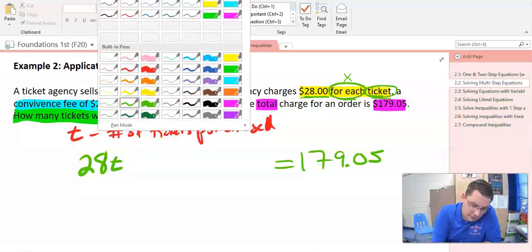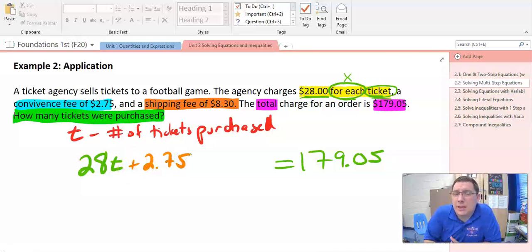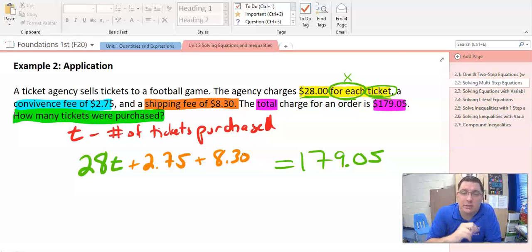Now, let's read the next piece. We've got this convenience fee, right? And it says the convenience fee is $2.75. But does it say the convenience fee is charged to each ticket? No. It's just a convenience fee for the order. And so I'm going to add $2.75. And finally, there's a shipping fee of $8.30. And again, is this a shipping fee for each ticket? No. It's a shipping fee for the entire order. So I'm going to add the $8.30. And so this is our equation. 28t plus $2.75 plus the $8.30 is equal to the $179.05.